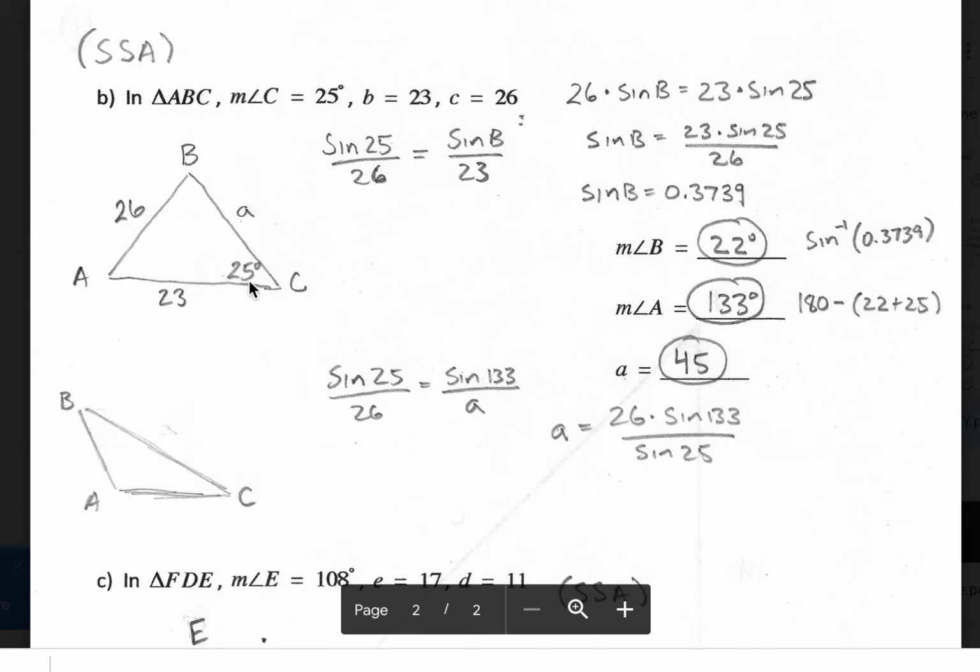All right, so let's see what we got. What pair do we know here? We have angle C and side C. That's the information that we're given. So we're going to use that as one of our ratios in our equation: sine of 25 over side length 26. And I'm going to set that equal to another pair of corresponding parts. Because I know side B, I'm going to be able to solve for angle B.